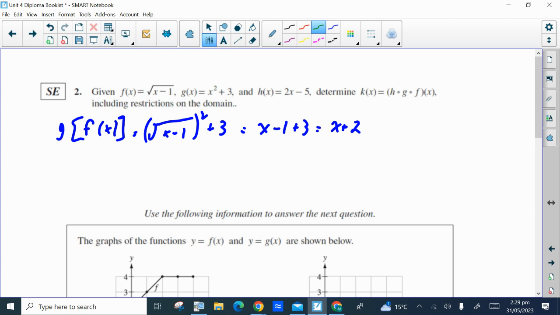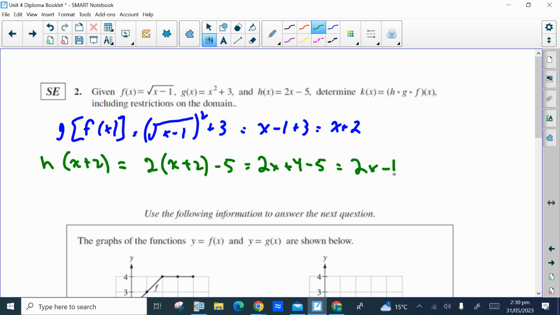So now we need to do h of that. H of x plus 2. So now x plus 2 will be plugged into the variable on h. But all the other parts of h stay the same. Right? You're multiplying by 2 and then subtracting by 5. So that'll give us 2x plus 4 minus 5, or 2x minus 1.